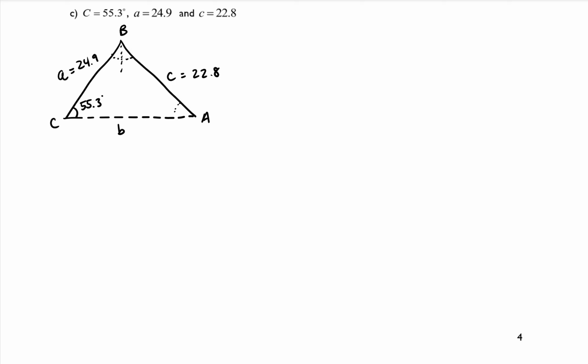So now what I'm going to do is draw my height here and call that h, and then I want to figure out the value of h. Maybe I want to say that sine of 55.3 degrees is equal to h over 24.9. Now if I solve this for h, I'd get h equals 24.9 times sine of 55.3 degrees.